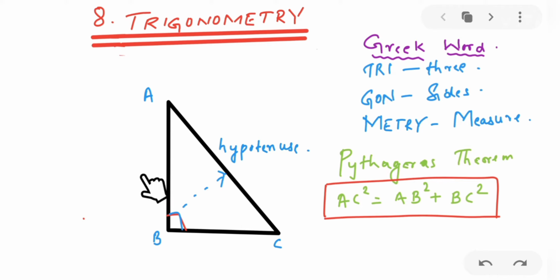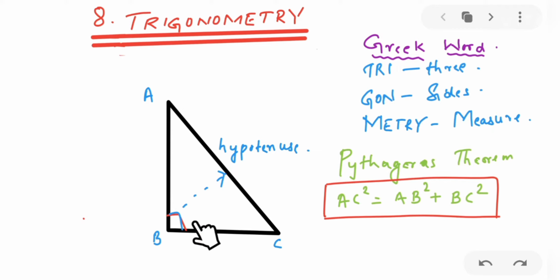So now let us take one right angle triangle, right angled at B. The side which is opposite to the 90 degree is called the hypotenuse. So AC is the hypotenuse here, and the hypotenuse will be the longest side of a triangle.